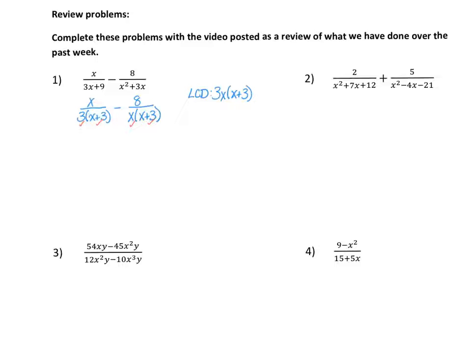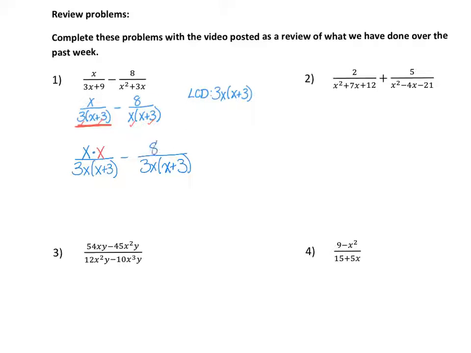Our next step is we want to rewrite these fractions so that the denominators are exactly the same as our LCD. So in order to do that, we really want to multiply the numerator by what's missing. So if you look at this first denominator here, you can tell that we're missing the x from our LCD. So that means we want to multiply the x that's already in the numerator by what's missing.